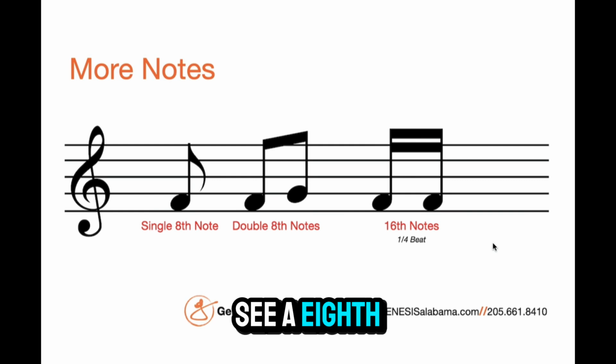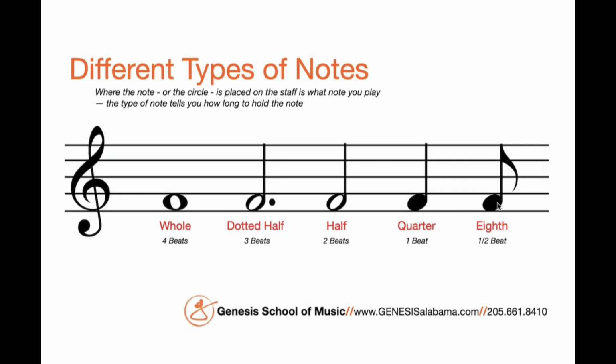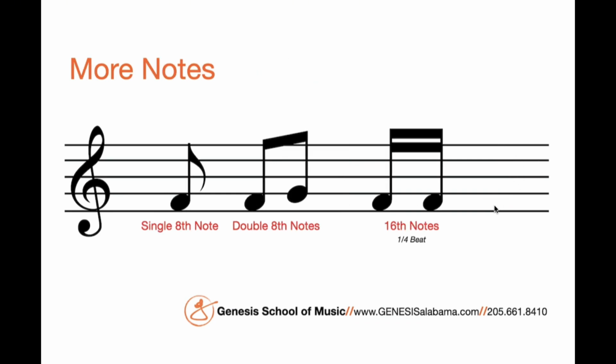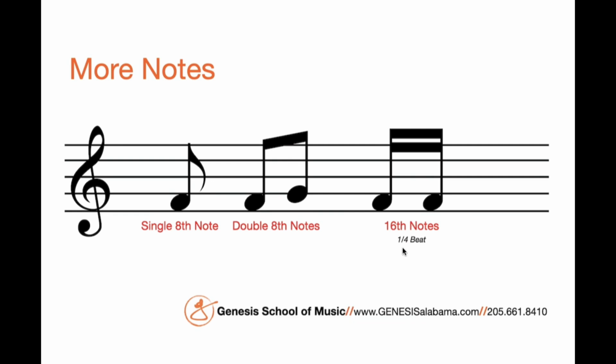And here you'll see an eighth note again. Gets that half a beat. It looks kind of different. Look at it. There it is again, but it looks different here because anytime you see more than just 1 eighth note, it always has a line at the top right there. And here's a 16th note. It gets a quarter of a beat.